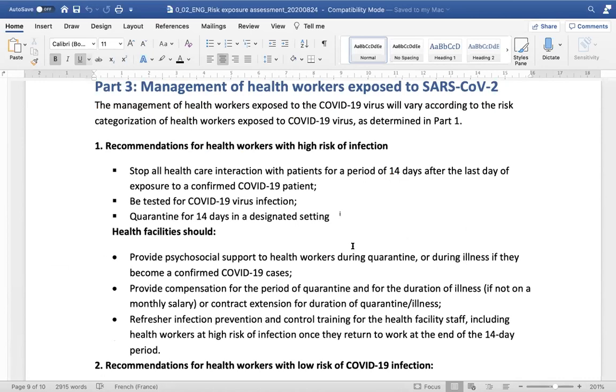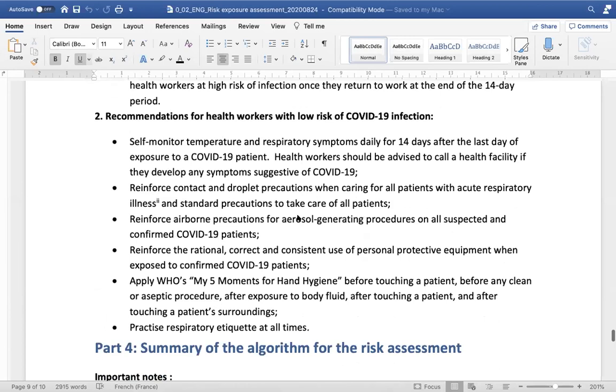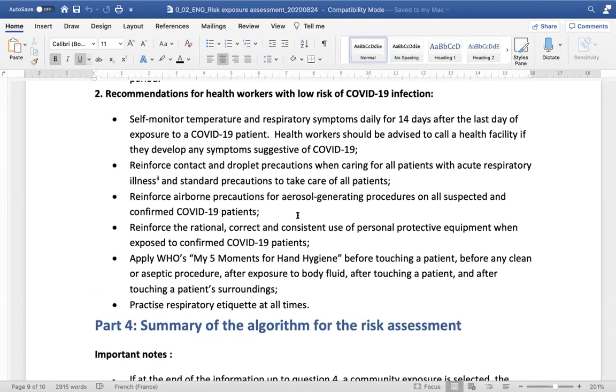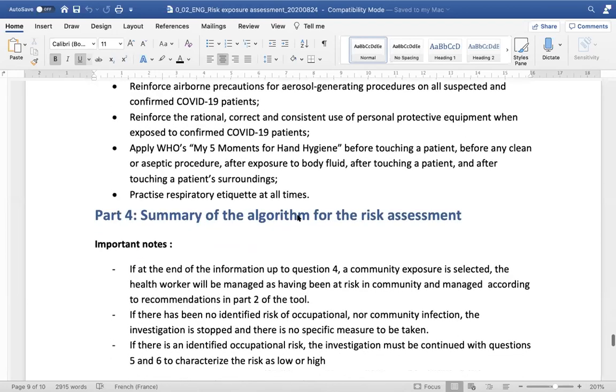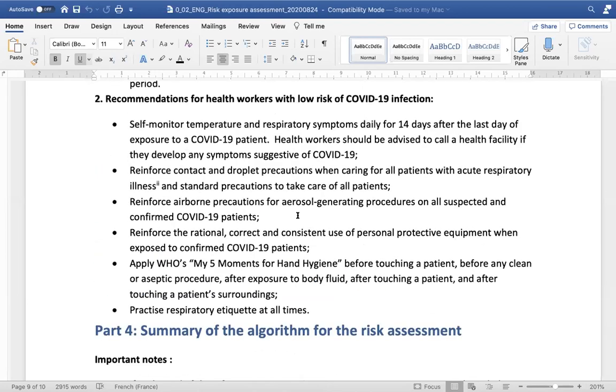So for healthcare facilities, it means that they should provide psychosocial support, provide compensation for the period of quarantine, and have refresher IPC training for the health facilities. Kindly scroll down. So what we are saying in summary is that if you're having very many high-risk patients, then there could be a problem with your IPC training. So you need to go back on the ground and really train your healthcare workers so that you avoid creating gaps, and the workload and issues of staffing can be addressed.